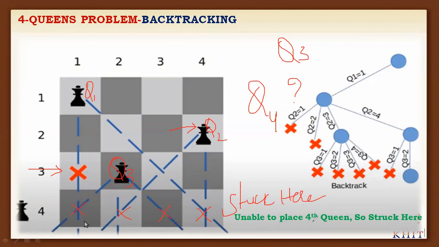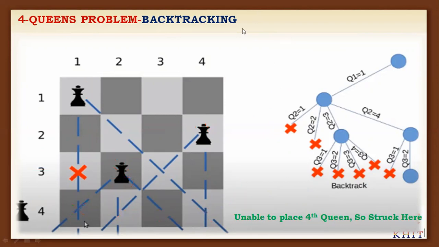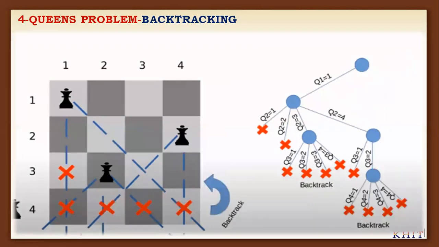So unable to place the fourth queen, so stuck here. Once I am stuck here, I can consider this a dead end. Once I reach the dead end, then apply the backtracking technique. So unable to place Q4 in the fourth row, so stuck here, then apply the backtracking technique here. Once I apply backtracking here, then go back to the third row.